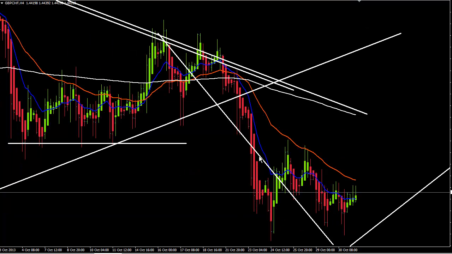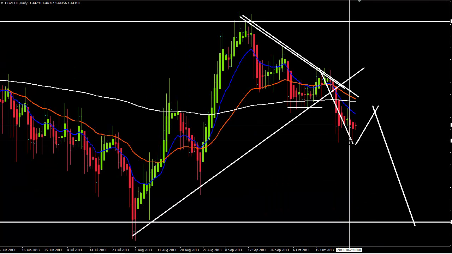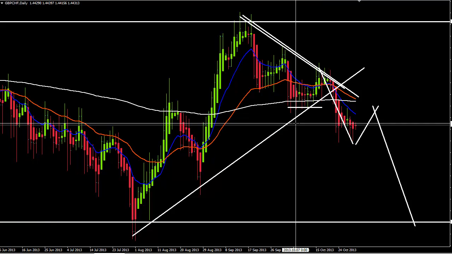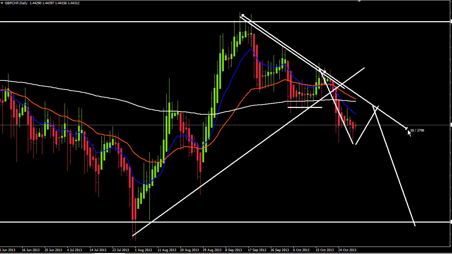GBP CHF still ranging down there. A little bit of support coming from all these areas, of course. Lower highs, lower lows. This is our line. So all the bounce traders, the short bounce traders, should be still short. Nothing to worry about right now. This is what we're waiting for to confirm the continuation there.